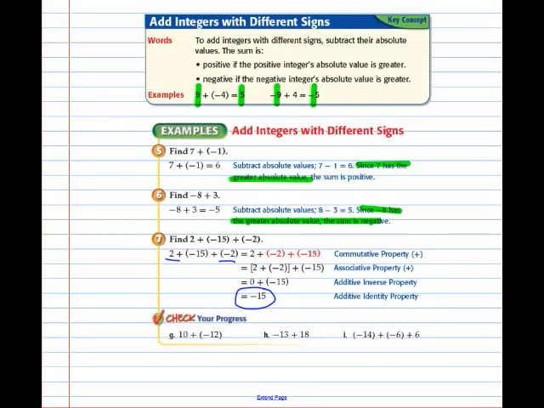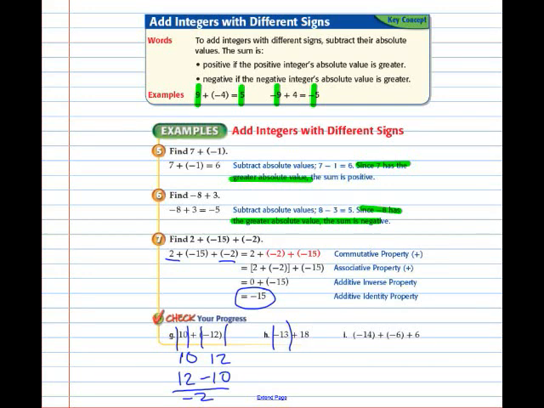Example G, we have 10 plus negative 12. The absolute value of 10 is 10. The absolute value of negative 12 is 12. 12 minus 10 is 2. The result is negative because negative 12 has the greater absolute value.